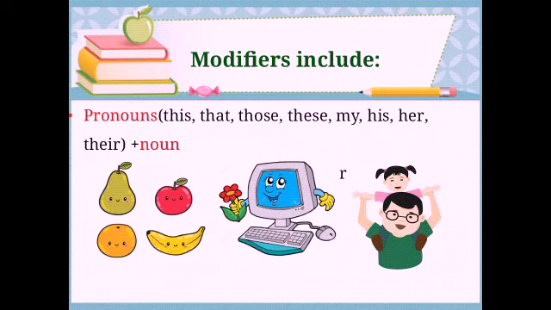You can also use pronouns plus a noun to form a noun phrase. Some examples for pronouns are this, that, those, these, my, his, her, their. So using these pronouns plus a noun, you can form a noun phrase. For example, these fruits, this computer, her father.